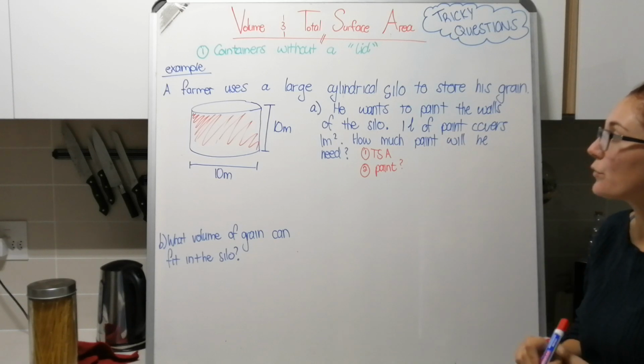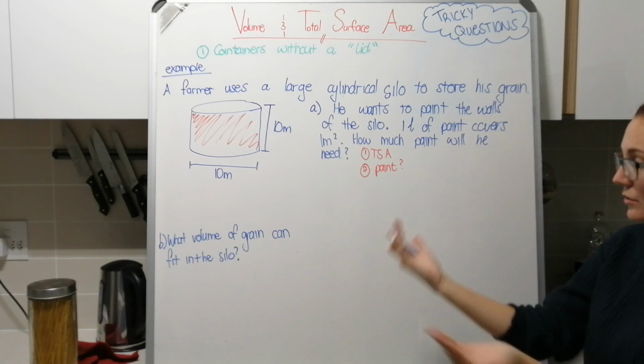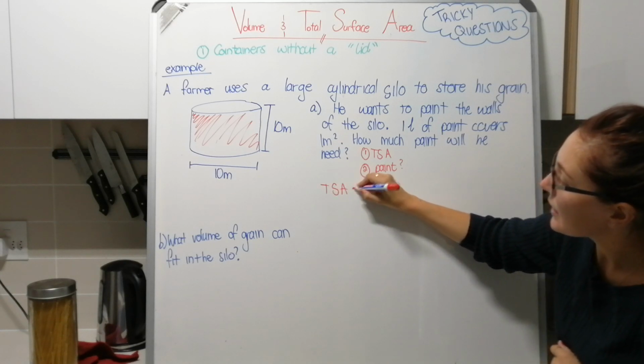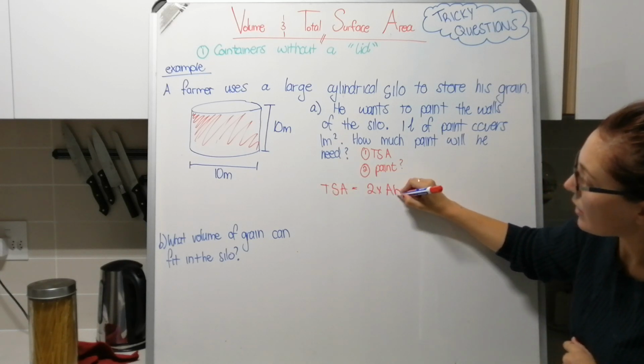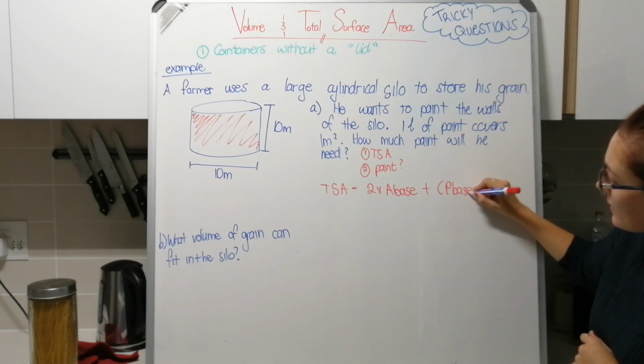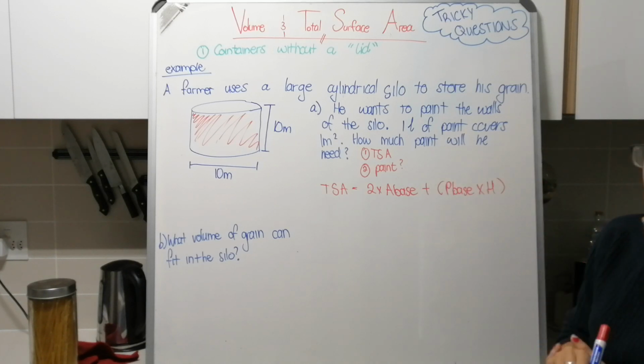So starting off with the surface area of the walls. Usually total surface area equals 2 times the area of the base plus the perimeter of the base times the height of our prism, right?